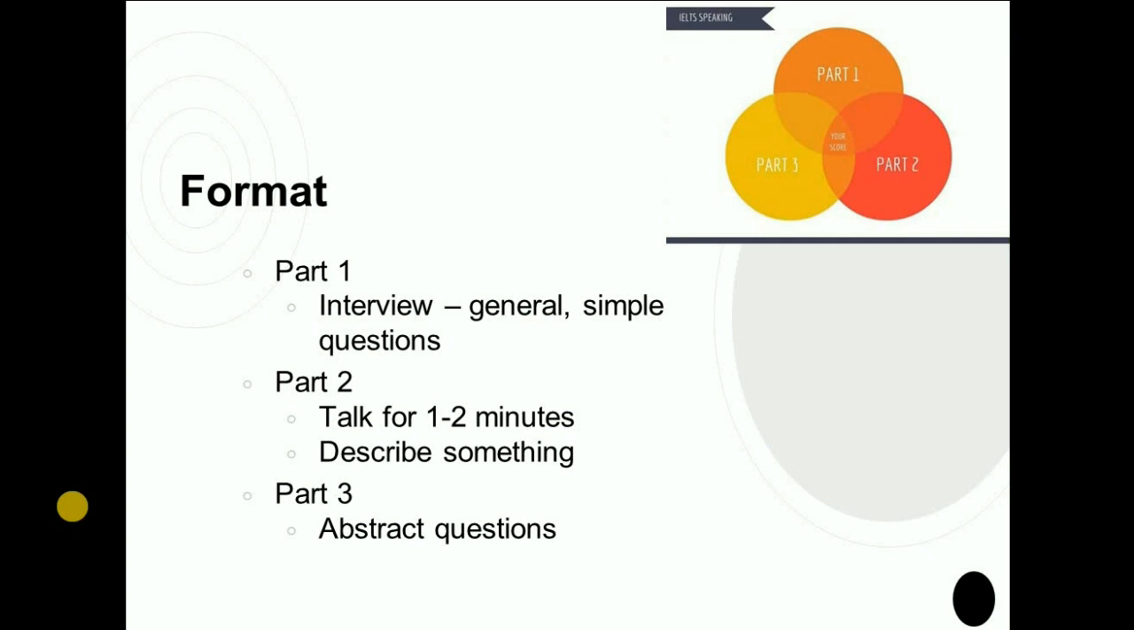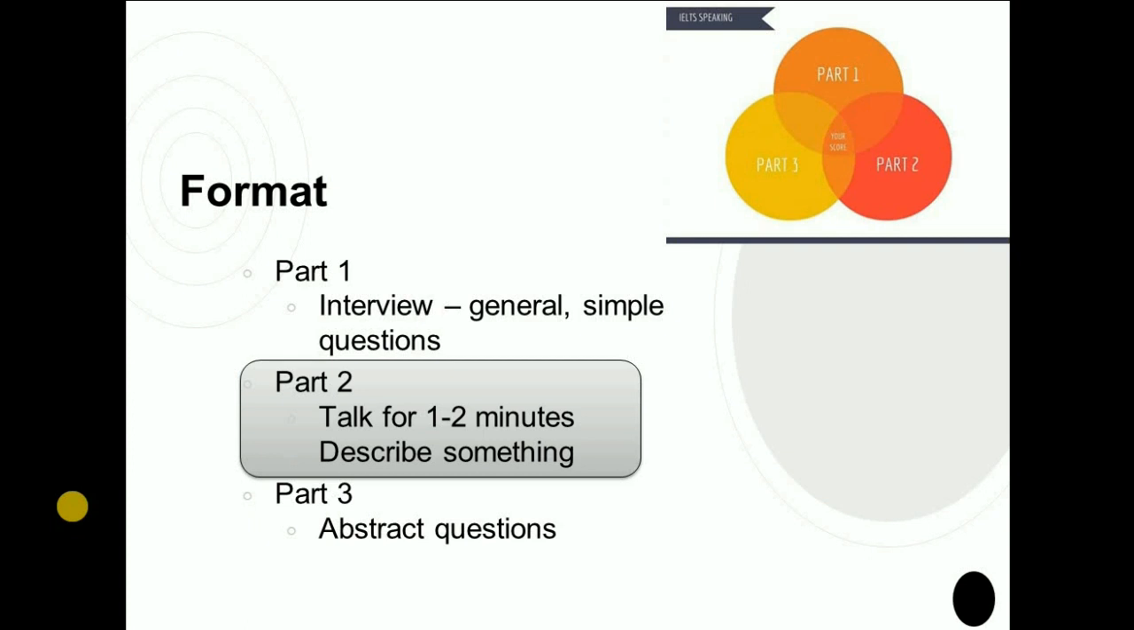Part 1 is what we call the interview. There are general, simple questions such as, tell me about your family. What sports do you like to do? What kind of music do you listen to? And so on. Part 2, which we'll look at today, requires you to talk for 1 to 2 minutes about something. You will be asked to describe something. We'll come back to that in a moment.